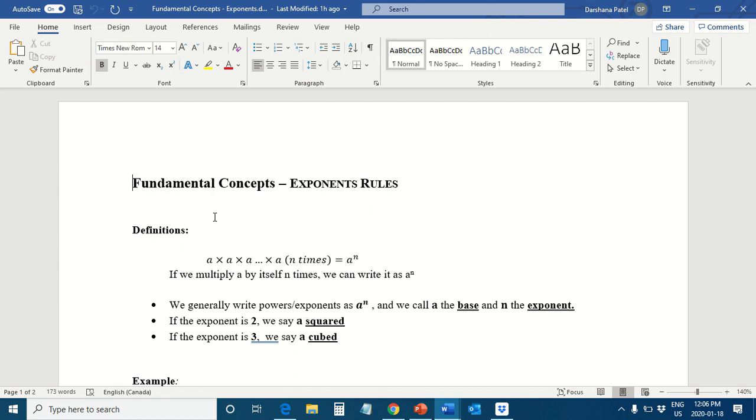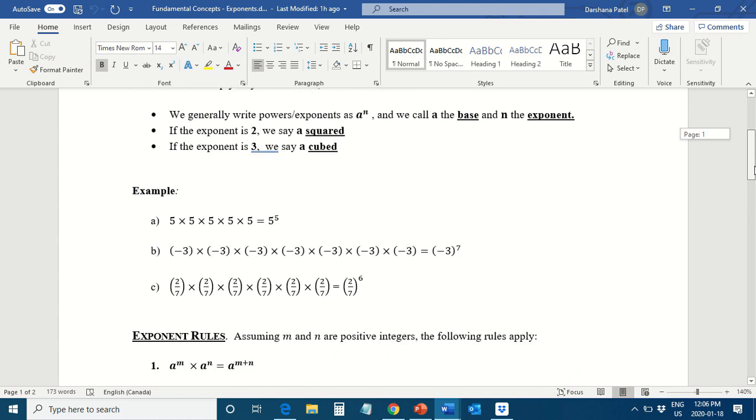We generally write powers or exponents as A to the power of n, where A is called the base, and n is called the power or exponent. If the exponent is 2, we say A squared. If the exponent is 3, we say A cubed. For example, 5 times 5 times 5 times 5 times 5, multiplied 5 times, we can write as 5 to the power of 5.